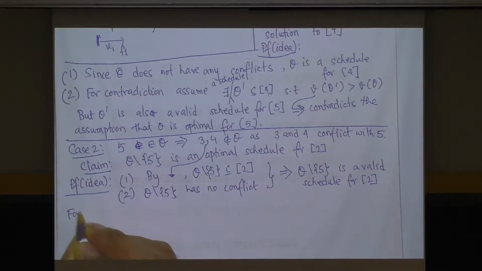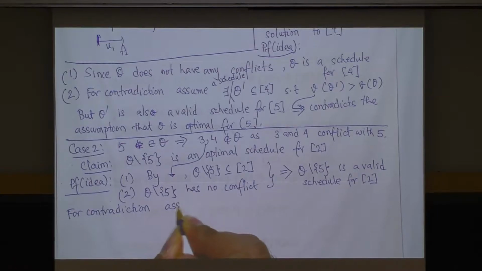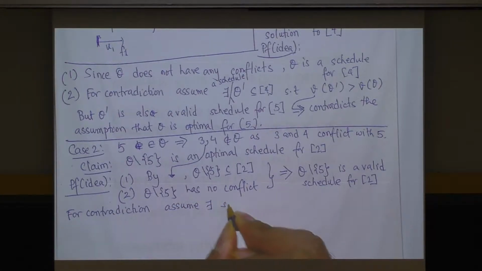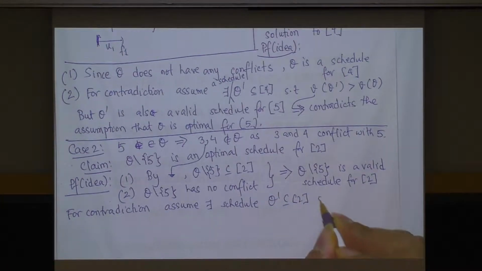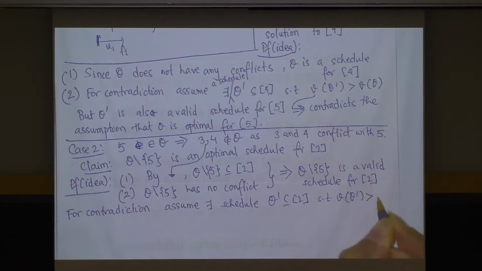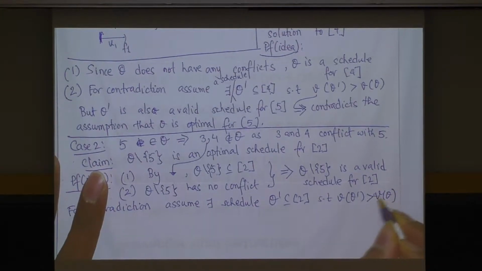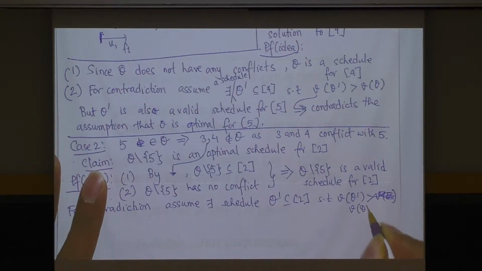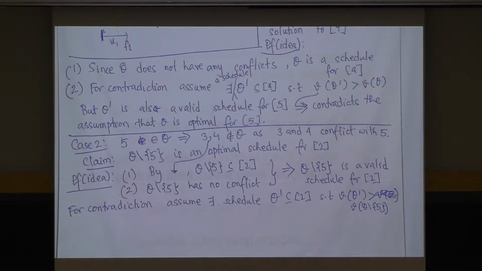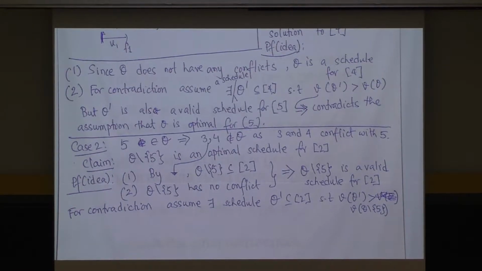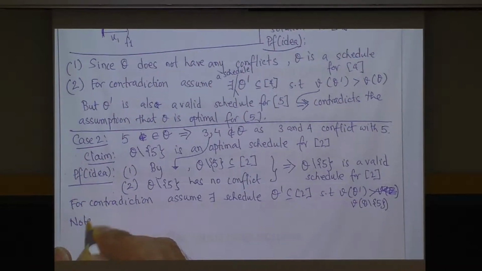So for contradiction, assume there exists a schedule O prime for 1 and 2 such that O prime is a better schedule for 1 and 2 than the schedule where you drop 5 from O. And so once you have this assumption, a few things to note.